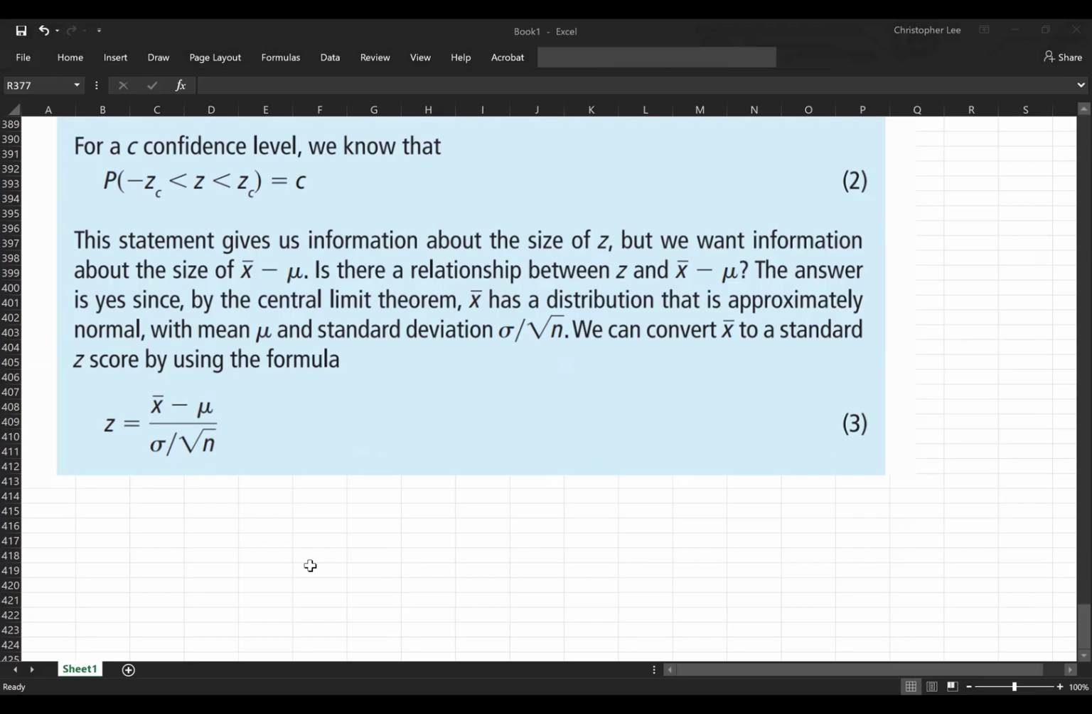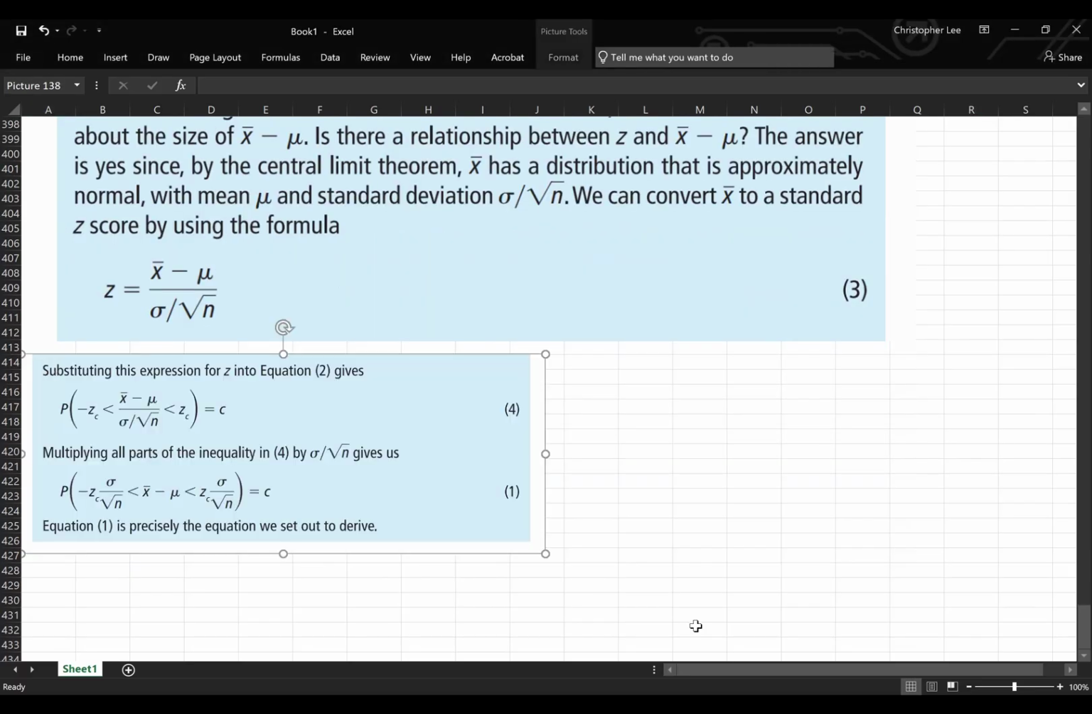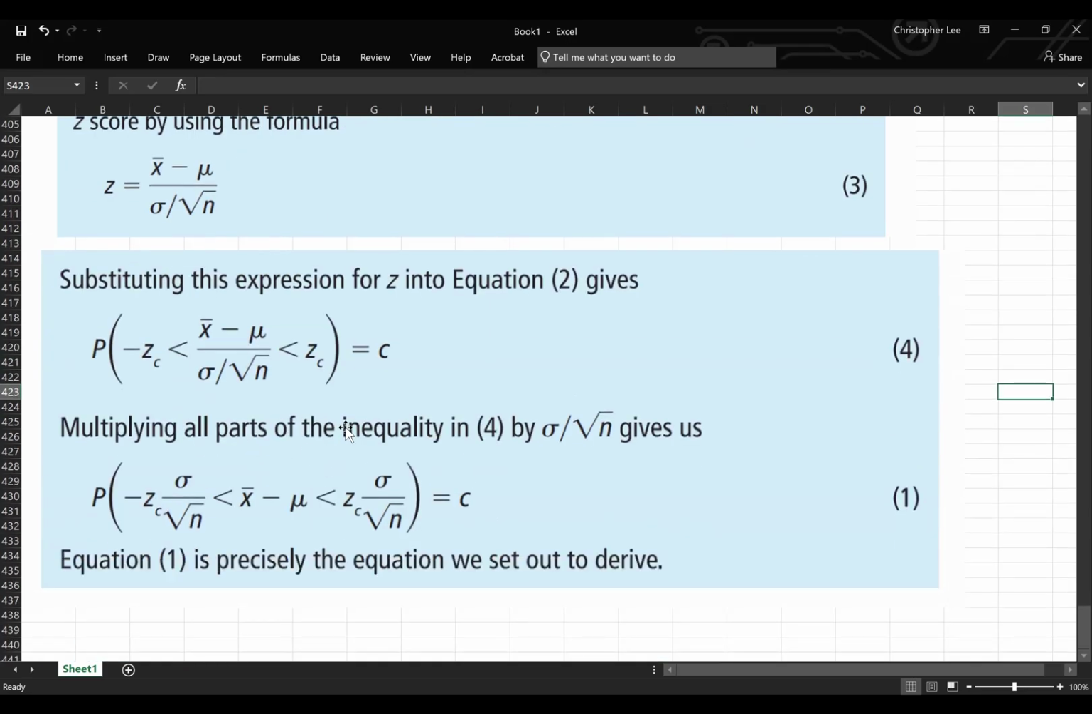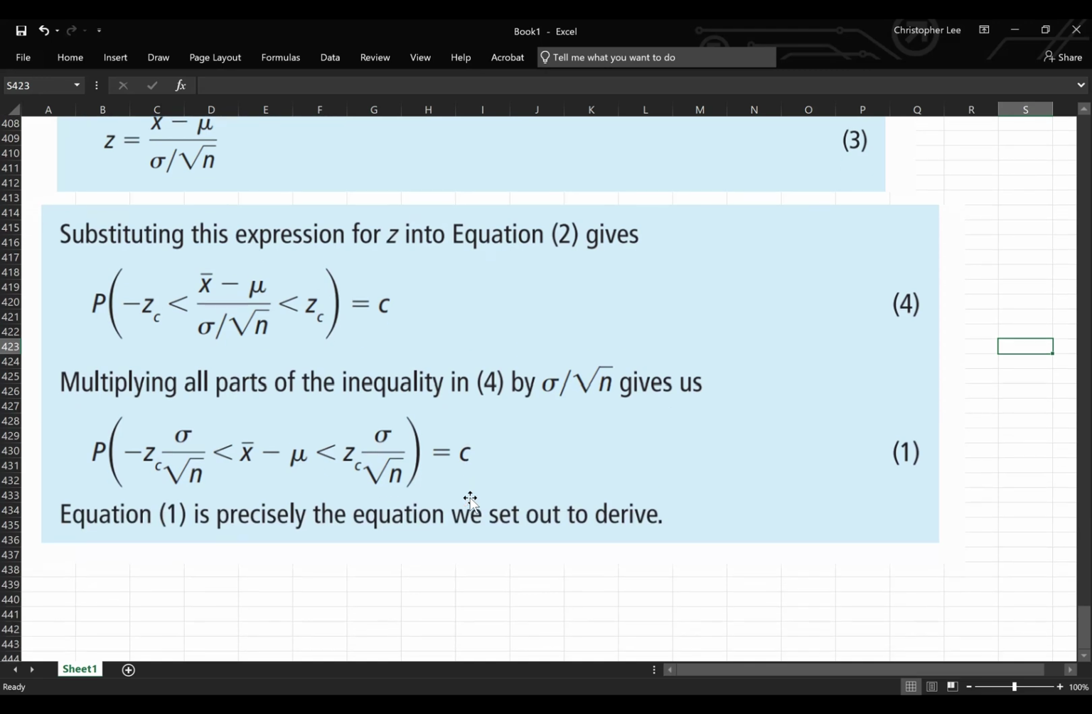Now check this out. Next, we're going to plug that formula into our previous formula from before. Substituting for z, we have negative z critical is less than x bar minus mu over sigma over the square root of n, less than z critical. Multiplying all parts of the inequality in 4 by sigma over the square root of n, because you want to get rid of the denominator, you have negative z critical times the standard deviation over the square root of n less than x bar minus mu less than z critical times the standard deviation over the square root of n. That's going to be equal to our confidence level. So equation one is precisely the equation we set out to derive. Cool.